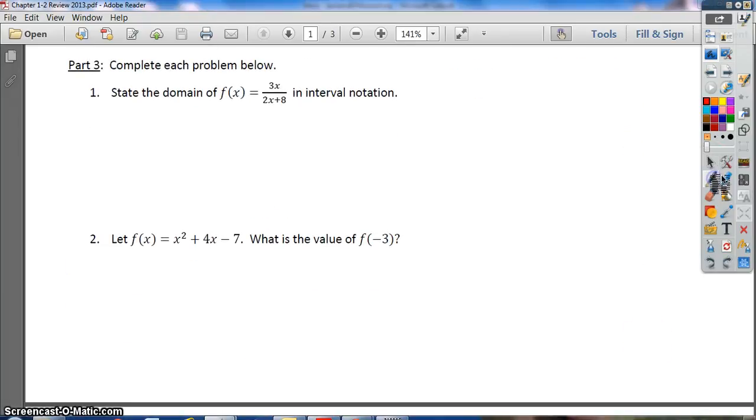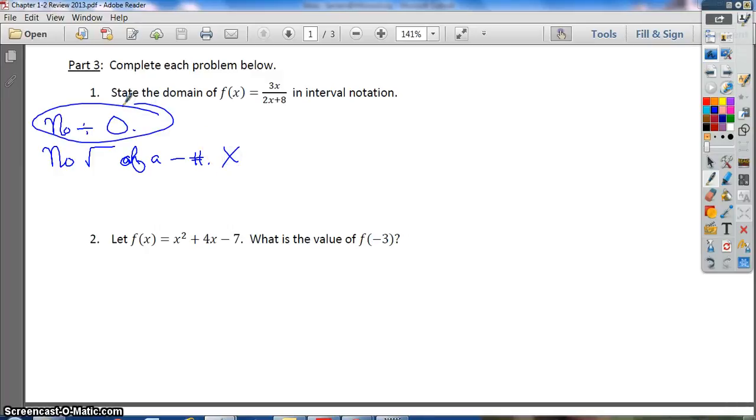Jumping down here for domain. Remember, you cannot divide by 0, nor can you take square roots of a negative. Okay. This has 2x plus 8 on bottom. There are no square roots, so you don't have to worry about this one. You do have to worry about that one. No division by 0. So what will make this 0 on top?